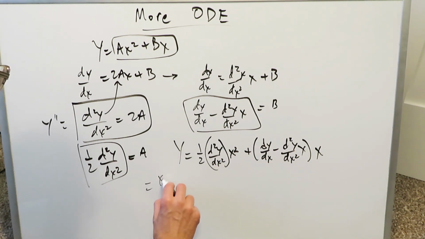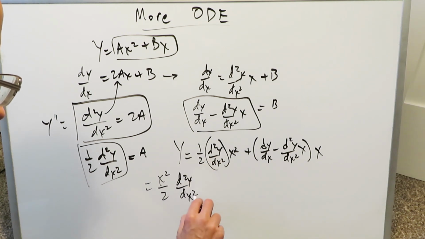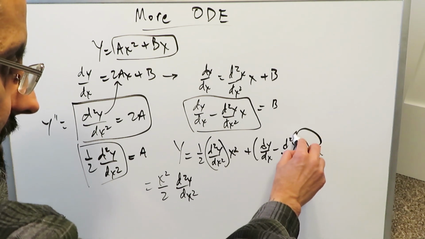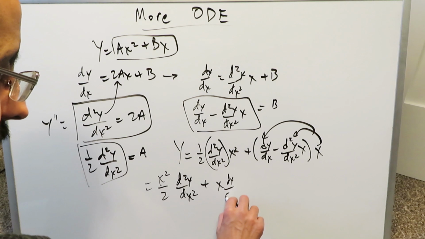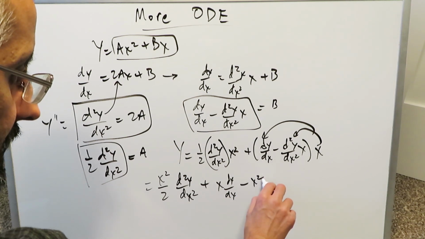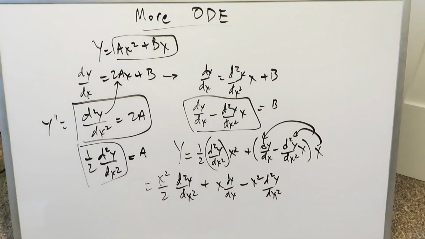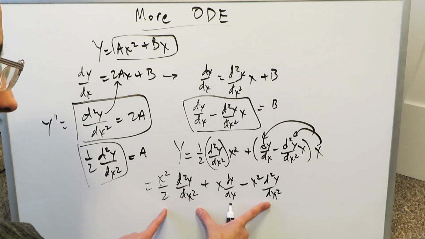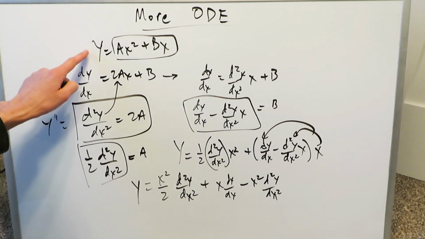When you do this, you'll have an x squared over 2 times d squared y over dx squared. When you open this, you can multiply this with that, and you can multiply that with that. You'll have x dy over dx minus x squared d squared y over dx squared. I'm seeing a couple of common terms over here. These two are common terms because they're attached to the second order derivative of y with respect to x. I have a minus x squared plus x squared over 2, which will be a minus x squared over 2, and then I have this. All of this is equal to this original y.